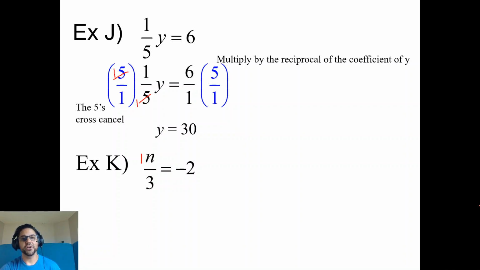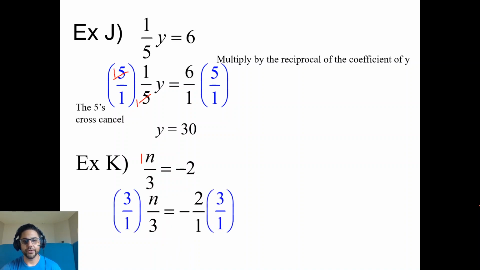So I'm going to ask us to go ahead and multiply both sides by the reciprocal, which means both sides multiply by 3 over 1. And remember, that allows the 3's to cross cancel. So that gives me an n is equal to, and then the right side, no cross canceling, it's just a negative 6. Occasionally we have to cross cancel on the right side, but this one, it is what it is.